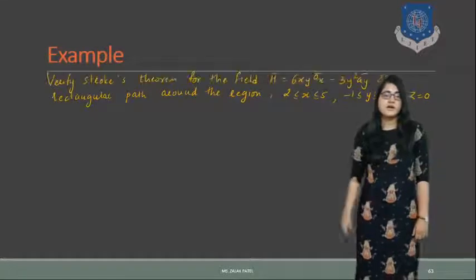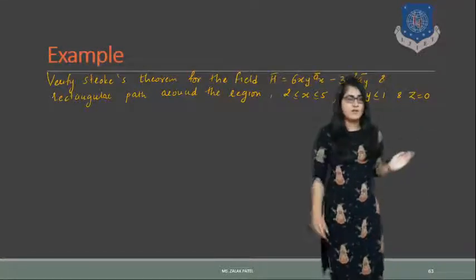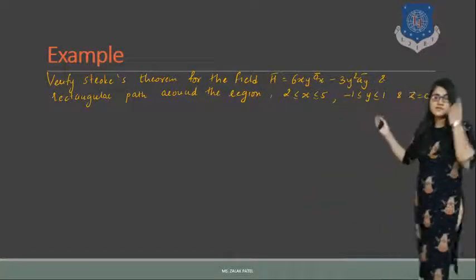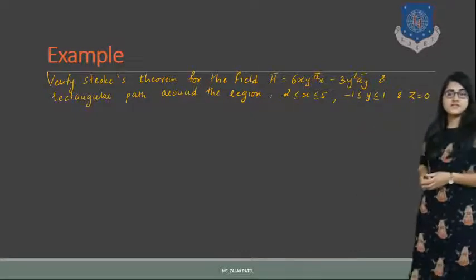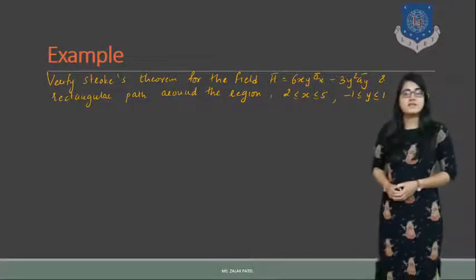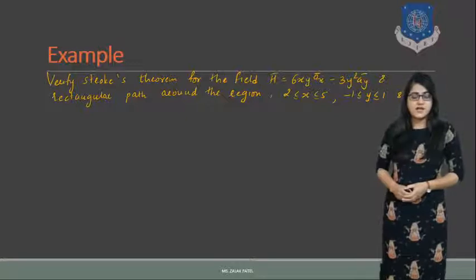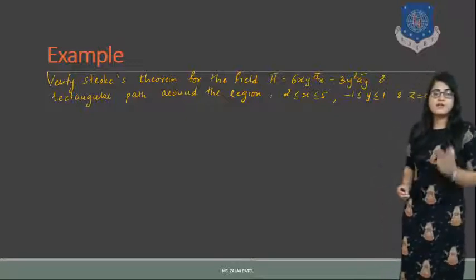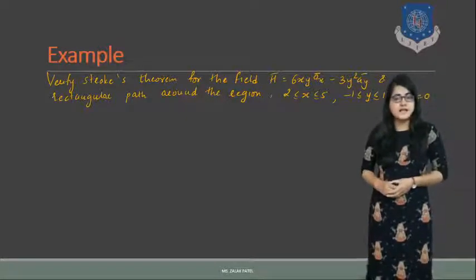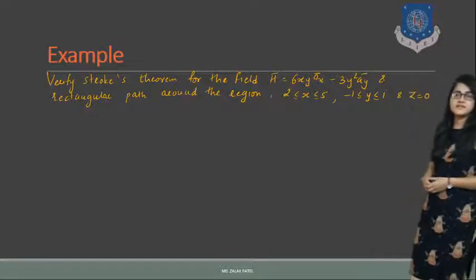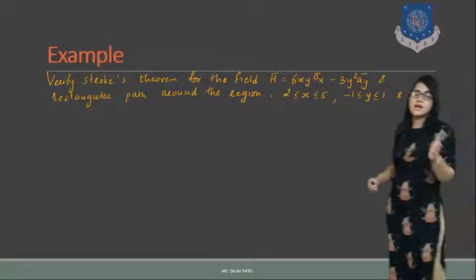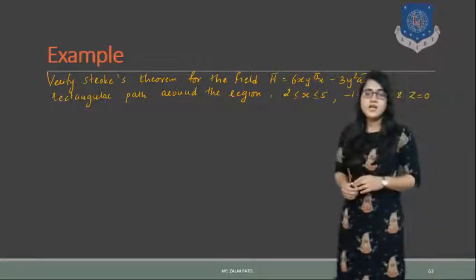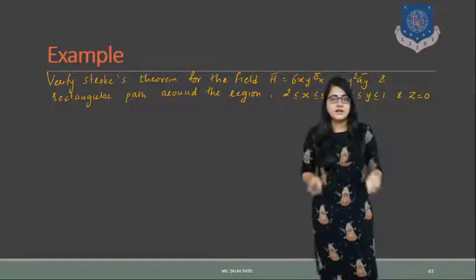First of all, consider this problem statement: verify Stokes theorem for the field H bar equal to 6xy ax bar minus 3y square ay bar and a rectangular path around the region, that is x is in between 2 to 5 and y is in between minus 1 to 1, z is equal to 0. So here one plane is constant, that is z.